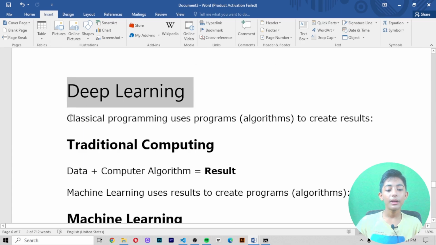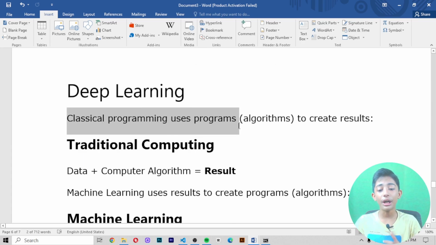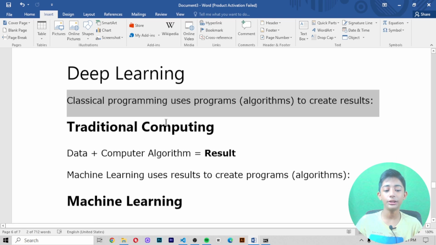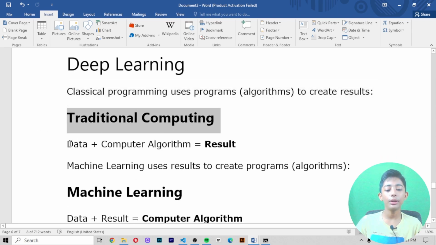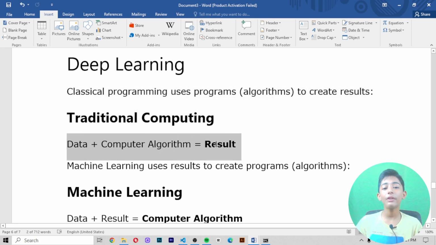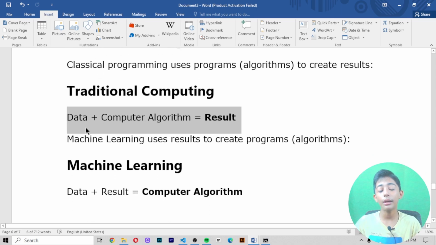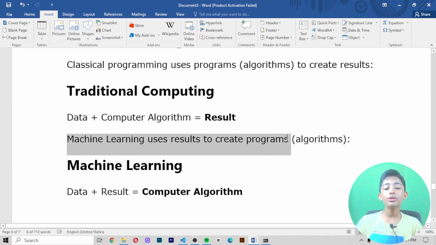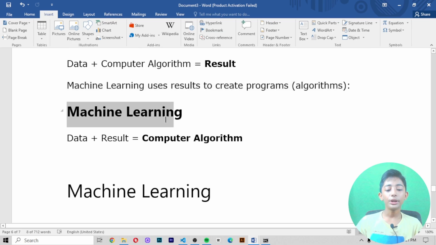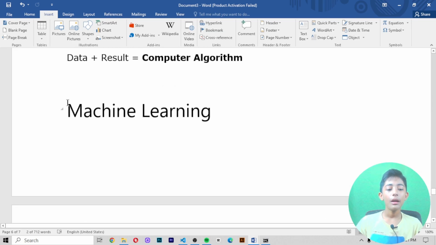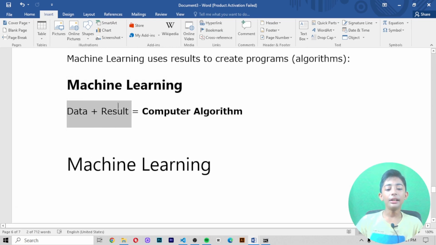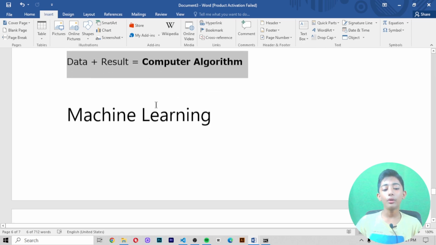Deep learning. Classical programming uses programs, algorithms, to create results, like traditional computing. Data plus computer algorithm is equal to the result. Okay. Machine learning uses results to create a program's algorithms. Machine learning: data plus result is equal to the computer algorithm.